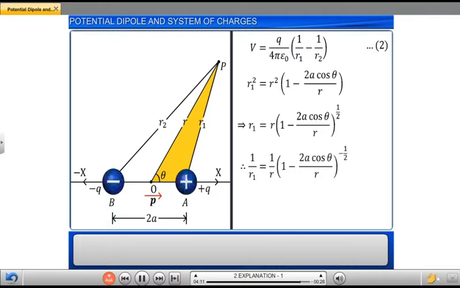Therefore, 1 by r1 is equal to 1 by r into 1 minus 2a cos theta by r power minus half. Using binomial expansion of the terms in parentheses, we get 1 by r1 is equal to 1 by r into 1 plus a cos theta by r. Let this be equation 4.